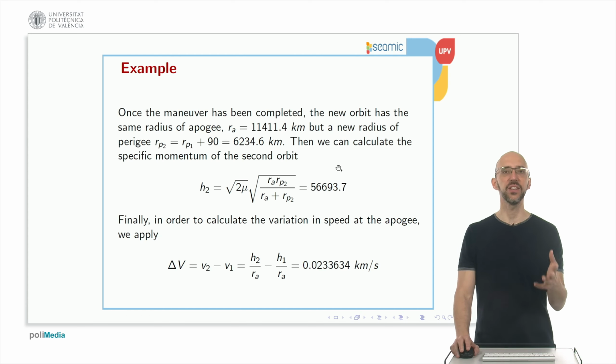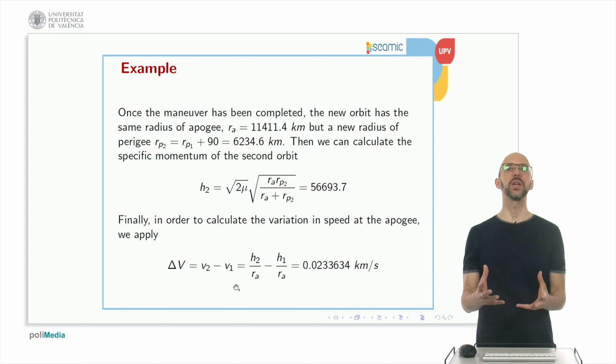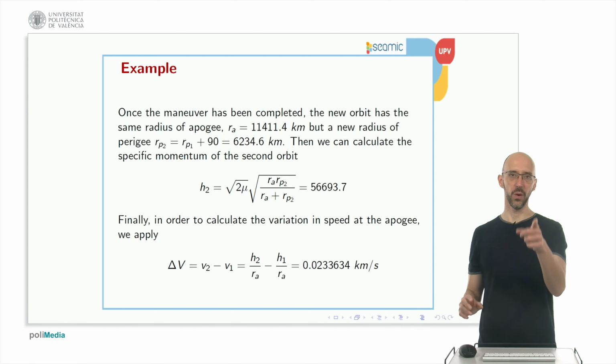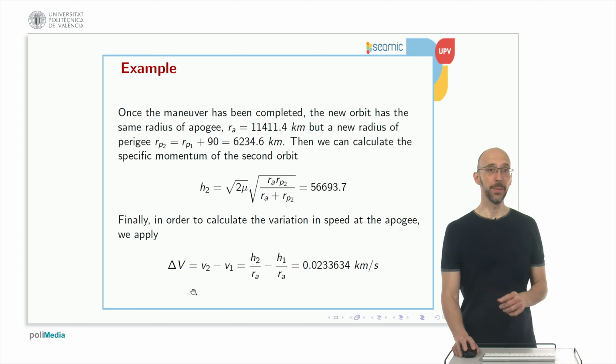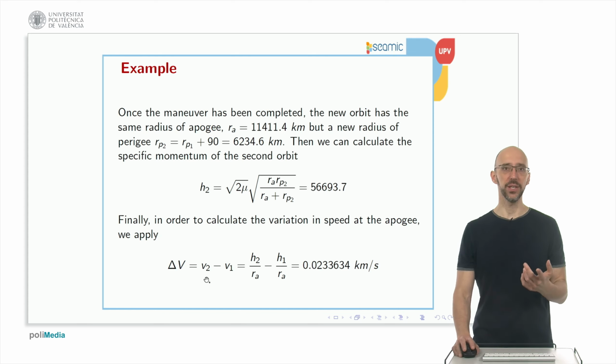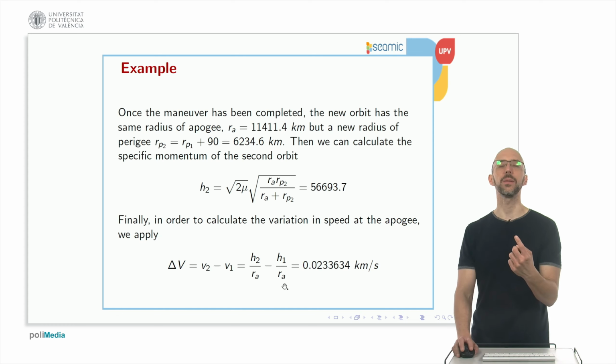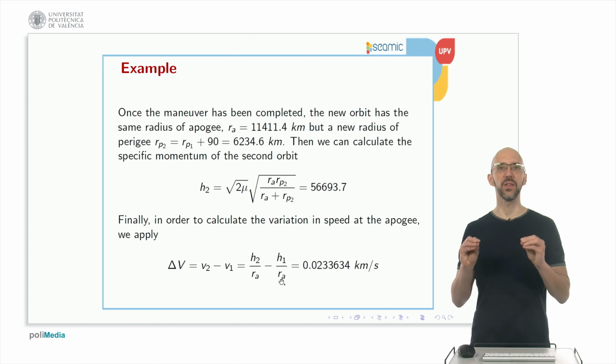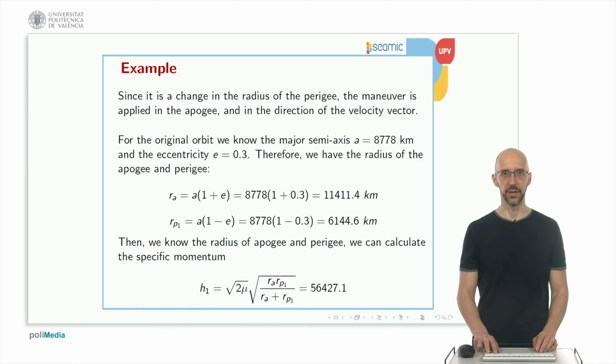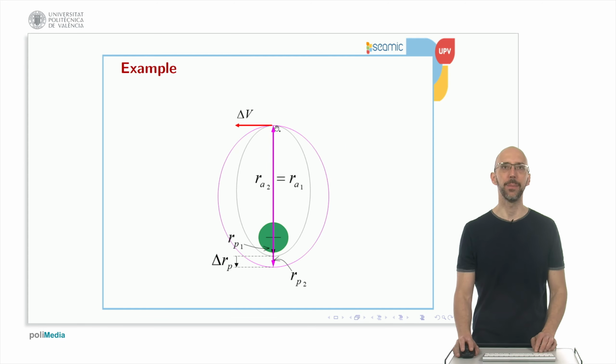Do you want to calculate the change in speed? Perfect. Then we can just calculate the delta V with the formula or the way I show you here. Remember that the speed at the apogee is the specific momentum of the second orbit divided by the radius of the apogee, minus the specific momentum of the first orbit, the black one, divided by the radius of the apogee. Why am I dividing by the radius of the apogee? Because it's the place where I am applying the impulse. Let me go back 1 second. Here, I'm applying the impulse on the apogee. So that is why I'm dividing by the radius of the apogee.